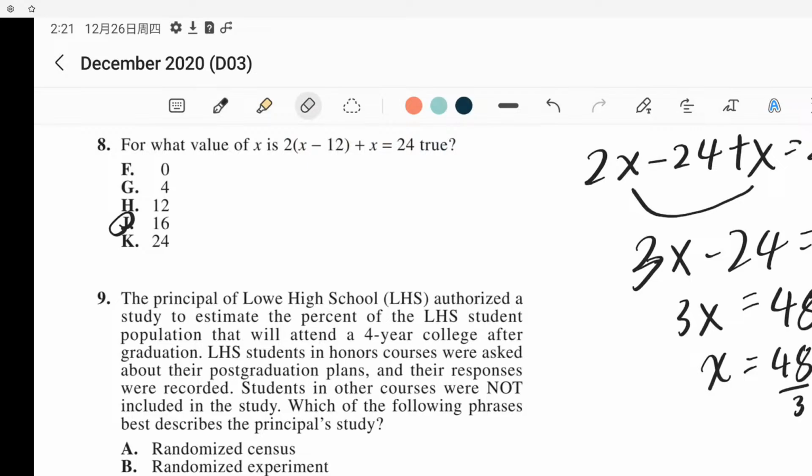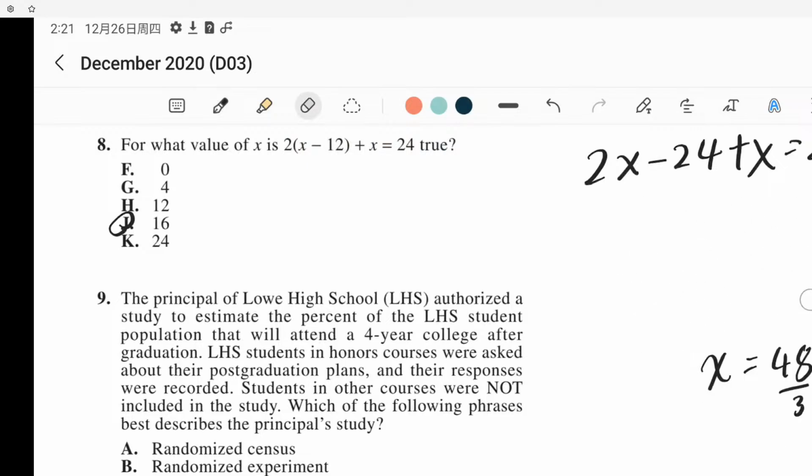Let's erase some of this. Number 9. The principal of the high school authorized a study to estimate the percent of the students' population that will attend a 4-year college after graduation. Students in honors courses were asked about their post-graduation plans and their responses were recorded. Students in other courses were not included in the study. Which of the following phrases best describes the principal's study?